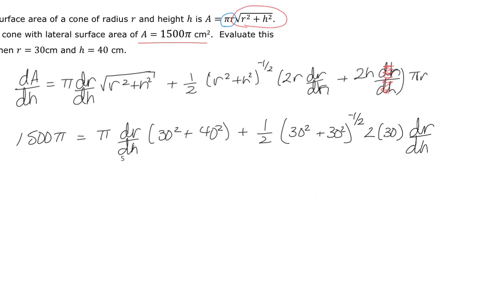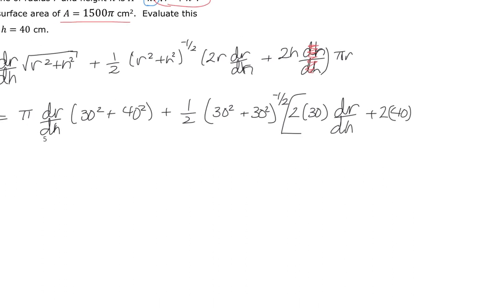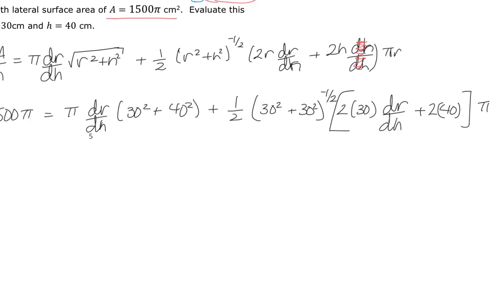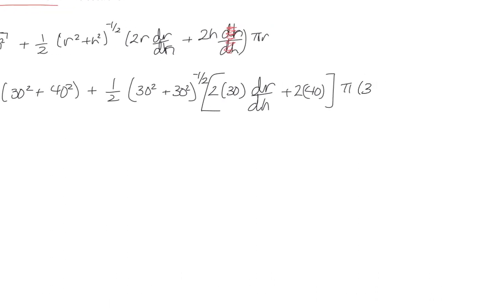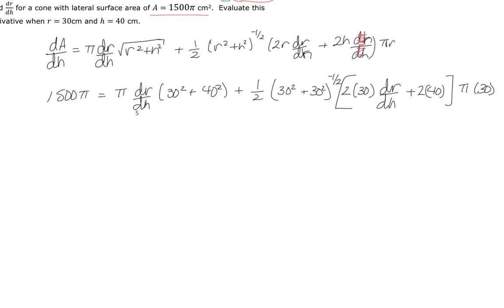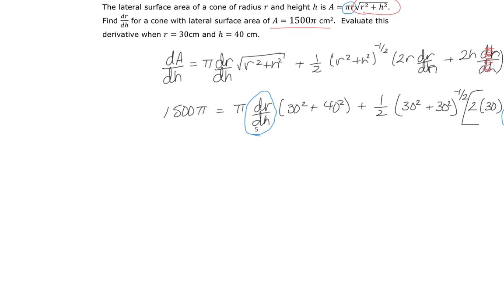And then, let me see. This is in parentheses. And then plus 2, my h is 40 at that moment in time, multiplied by pi, and then my r at that moment in time was 30. So the only thing that is different here from when I did previous ones is that this is an application. I'm still chasing my dr/dh. So I would distribute as appropriate and solve for dr/dh. And that's it. And that's actually going to lead us into 4.1, which is related rates.